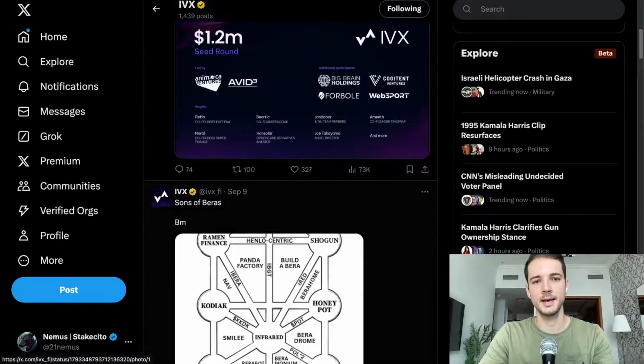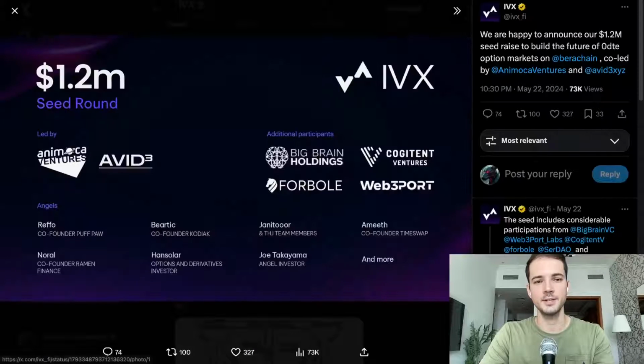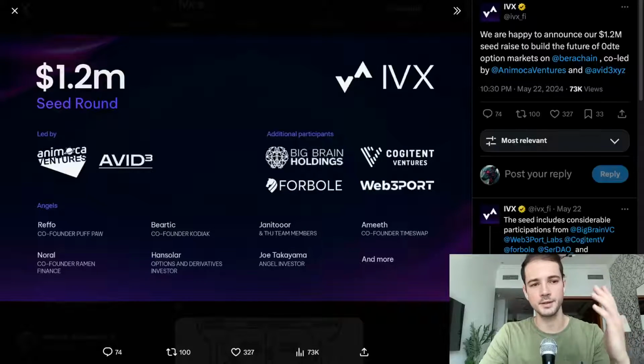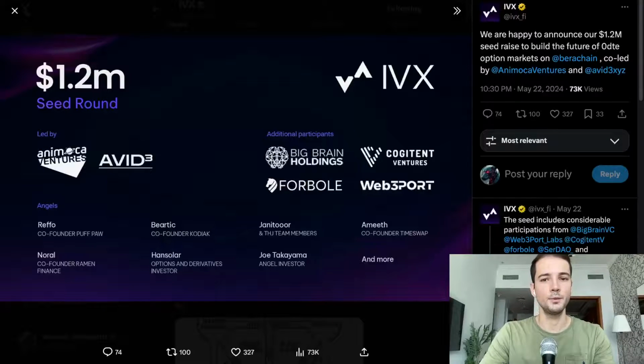If you just look at some of their investors during the most recent funding round, you can see that there are a lot of bears involved. We have Refo, co-founder of Puff Pod, and we have Noral, the co-founder of Ramen Finance. We have Kodiak involved, and TimeSwap, for example. Then we have some bigger investors such as Big Brain Holdings, also Forbol, and so on and so forth.